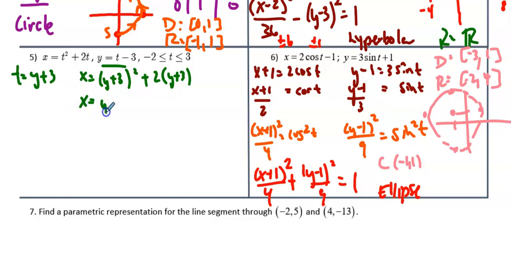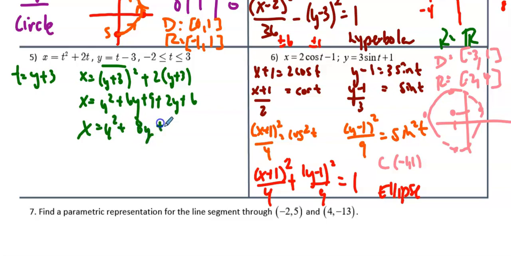So I'm going to get x is equal to y squared plus 6y plus 9 plus 2y plus 6. So x is equal to y squared plus 8y plus 15. So you guys automatically know this is going to be a parabola. It's going to be a parabola that's going to be in the direction of this, right? Direction of this, because again, x is equal to, and the y component is positive, so we're just going to look at something to that effect.